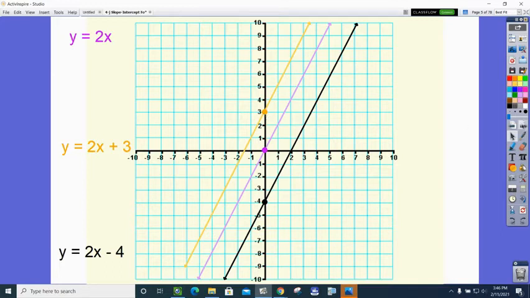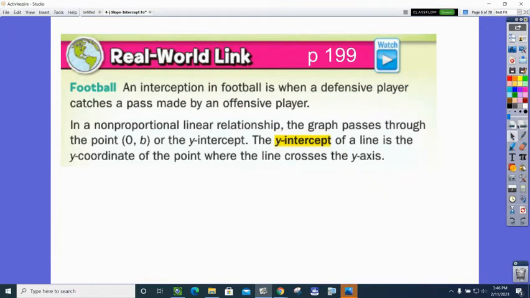And we're going to give that a name right now. So in football, an interception is when the quarterback is throwing the ball to the receiver and a defensive player comes in and catches the ball. So we're going to use this word intercept, and I want you to think of that football term. So the y-intercept is a point on the y-axis where the line crosses it.